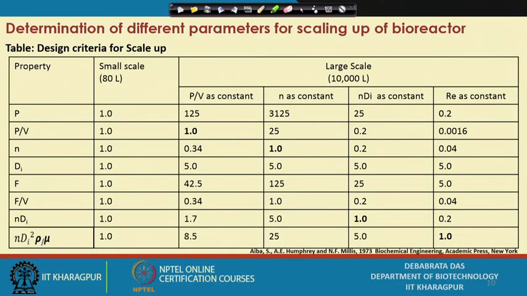Now let me show you how the different parameters we can calculate during the scale up. Here we have four different instances: in one case P by V ratio is constant, another is N constant, another is N DI constant, another is Reynolds number constant. P by V is the power per unit volume of the reactor. N is the rotational speed of the stirrer. NDI is the tip velocity of the stirrer, and the last is the Reynolds number.